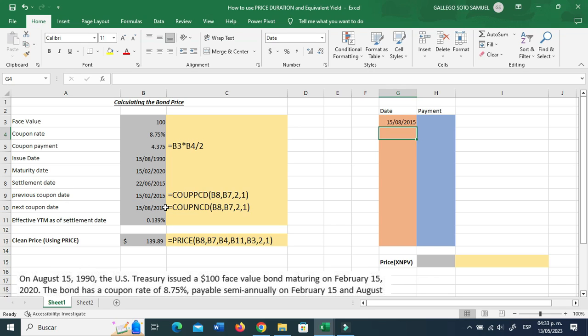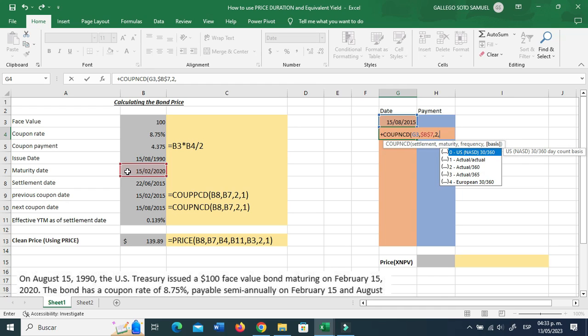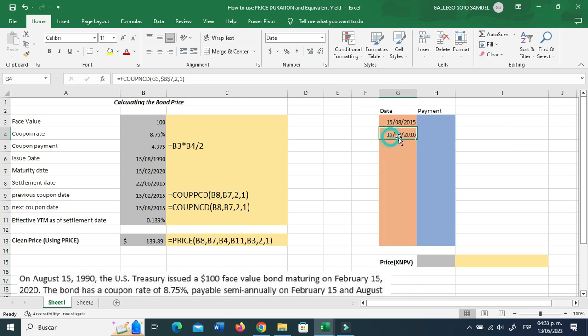And to fill up the rest of the cells, we just go ahead and use the coupon CD. The settlement is going to be the past date, and the maturity is going to be the maturity. This value is not going to change, so I'm going to press F4 to set that value to be the same every time. The frequency is going to be 2, and the actual basis is going to be our basis. And then we drag this until we get an error.